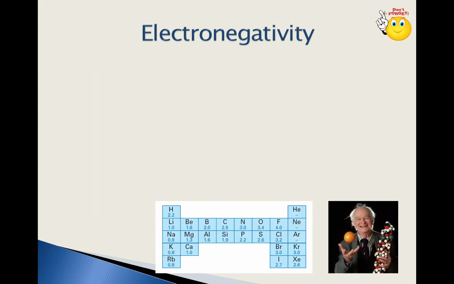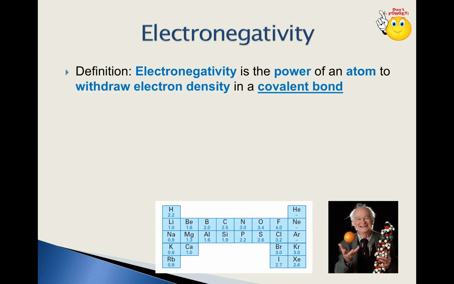So let's move on with actually what is electronegativity and how does it affect a bond or a molecule. So we'll start by looking at the definition, and something I would encourage you to write down, of electronegativity. So electronegativity is the power of an atom to withdraw electron density in a covalent bond, and that's worth 2 marks. The first mark is for saying electronegativity is the power of an atom to withdraw electron density. And the second and most important mark is for saying in a covalent bond. So electronegativity is the power of an atom to withdraw electron density in a covalent bond.